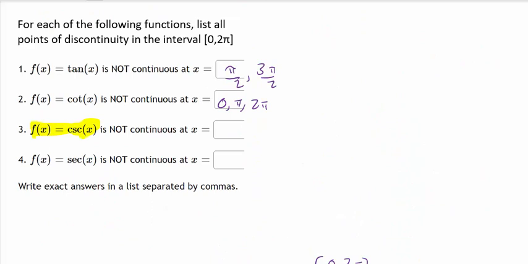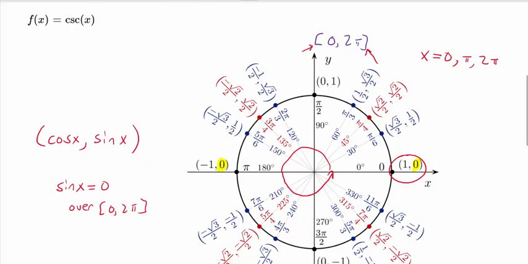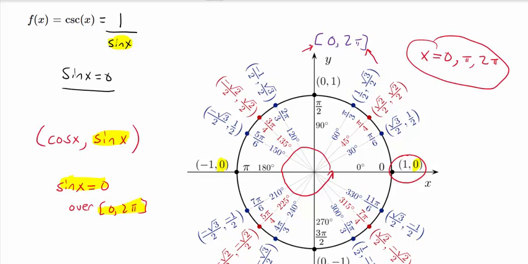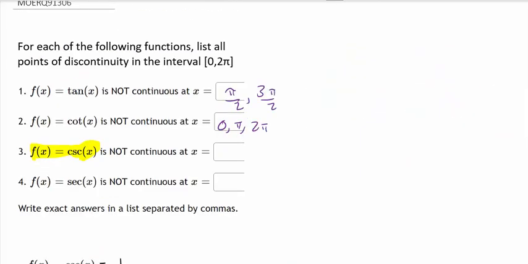So now I can move on to question 3, which is f of x equals cosecant x. And if you remember the definition of cosecant, it is defined to be the reciprocal of the sine function. So the cosecant function will be undefined whenever the denominator of this fraction is 0, meaning it'll be undefined whenever sine of x equals 0. Well, that is exactly the same problem that we just did. We just found when sine x was 0 over the interval 0 to 2 pi. We looked and found on the unit circle that these are the three angles between 0 and 2 pi for which sine of x was 0. So those would be the same answers as question 2. So that saved me some work. Cosecant is not continuous at 0, pi, and 2 pi.